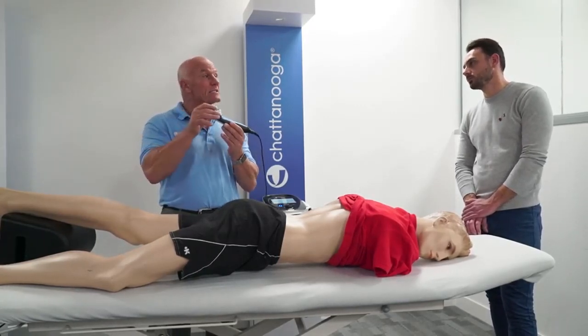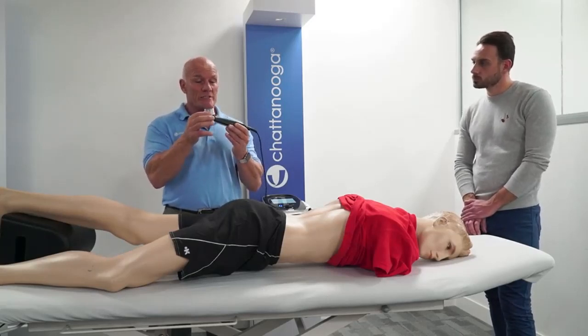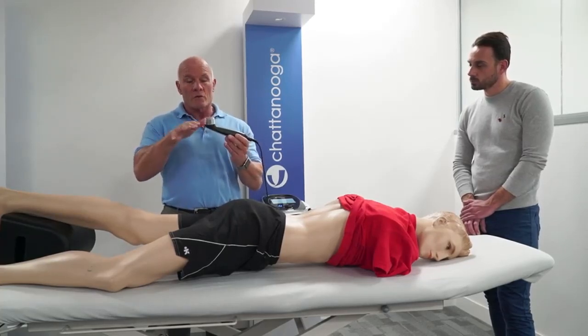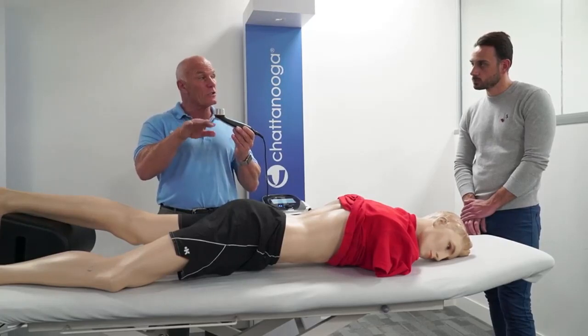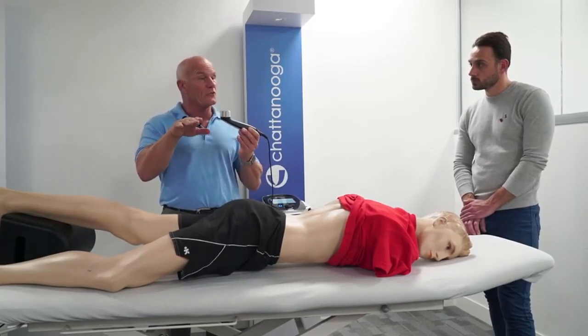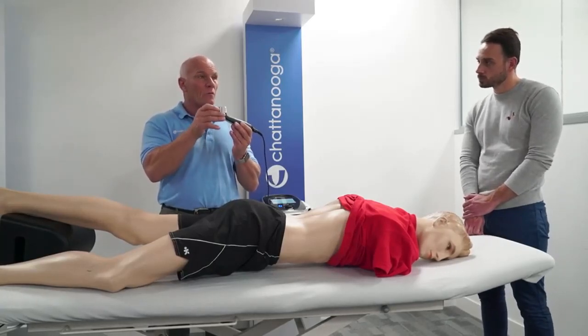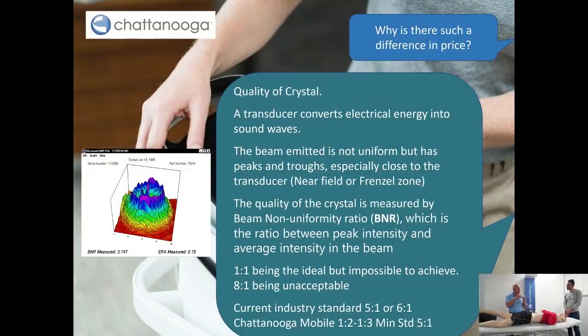But the new crystal that we have in our new Chattanooga Mobile 2 roughly has a ratio of between 2-to-1 and 3-to-1. Okay? It definitely has a maximum value of 5-to-1. Okay? So within the industry standard, but we think that most of the time it's between 2-to-1 and 3-to-1. So a very, very good BNR, one of the absolute best on the market. So the BNR's important, yeah.